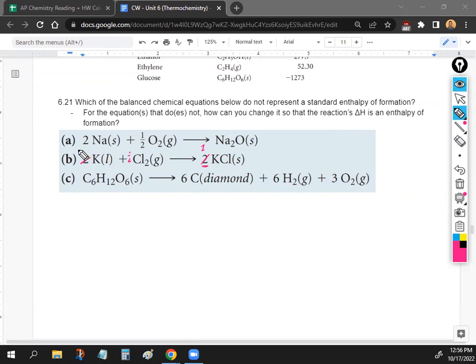Yeah, dividing by half. What else? Exactly, yes. Potassium's a metal, right? So it should be a solid for the most stable form. So those are the 2 changes you would make. It has to be 1 mole of product, and potassium's a metal. Metals are most stable when they're solid.